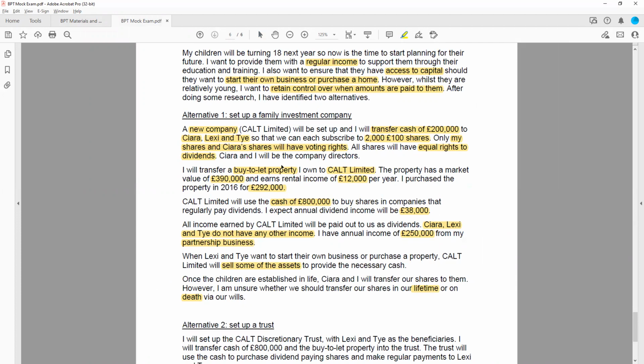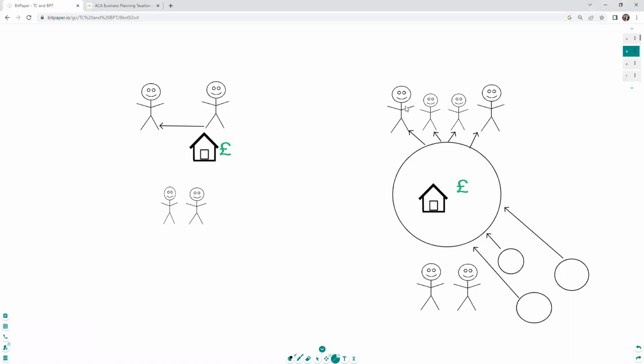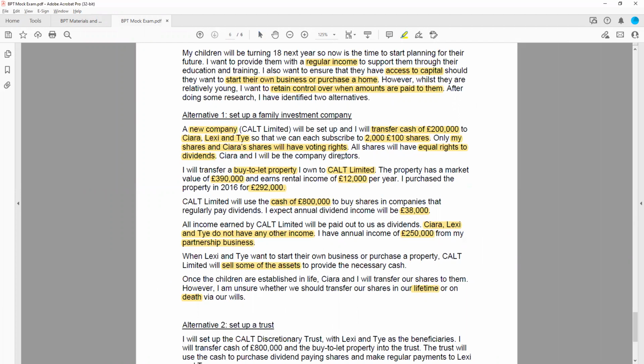Then they're each going to buy the shares. And as we said, only these two will have voting rights. So they've got control over the company. And we were told in the scenario that she wanted to retain control over these assets. So it's a company which she and her wife control, and they're the directors. So they're responsible for the day-to-day operating of the business. Shares of equal rights to dividends will be held by the company directors.